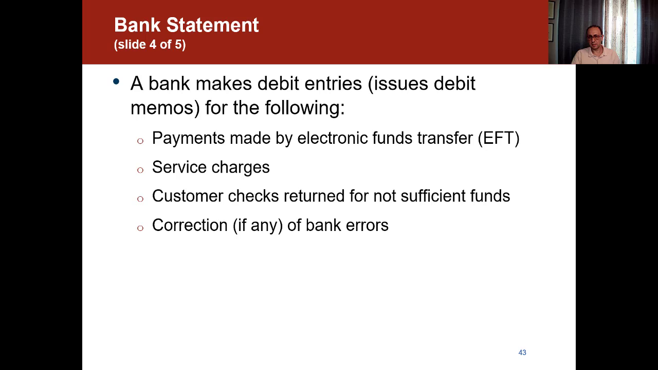So again, you can see that all of these are considered to be cash payments, and they are transactions that would reduce the cash balance for the client. I hope you notice that corrections go both sides. So it could be an increase or a decrease. So it could be a credit or a debit, depending on the situation.